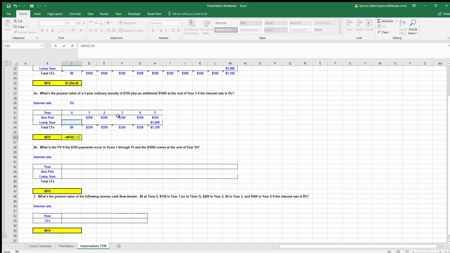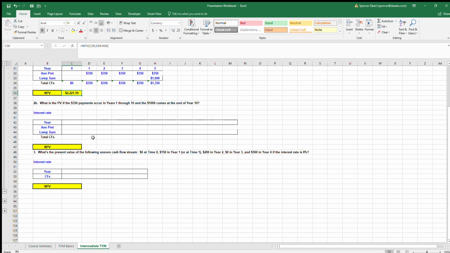NPV. Start with the rate, and finish off the calc, and we get $2,221.59.